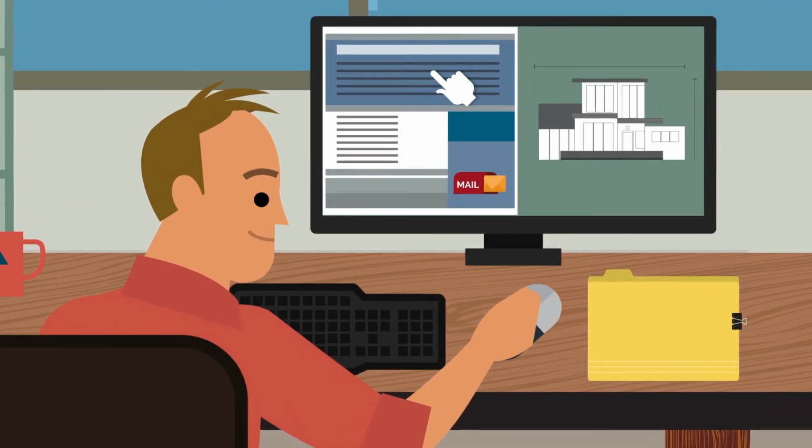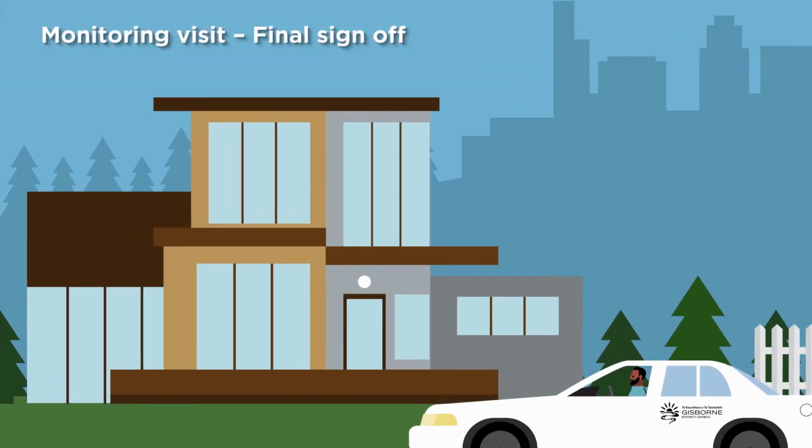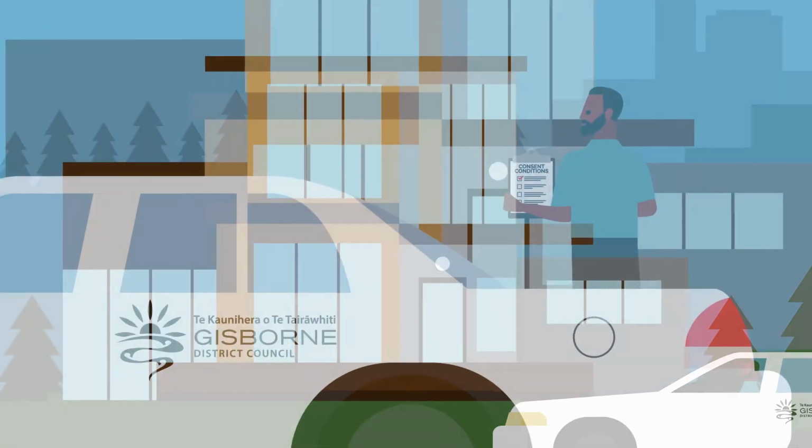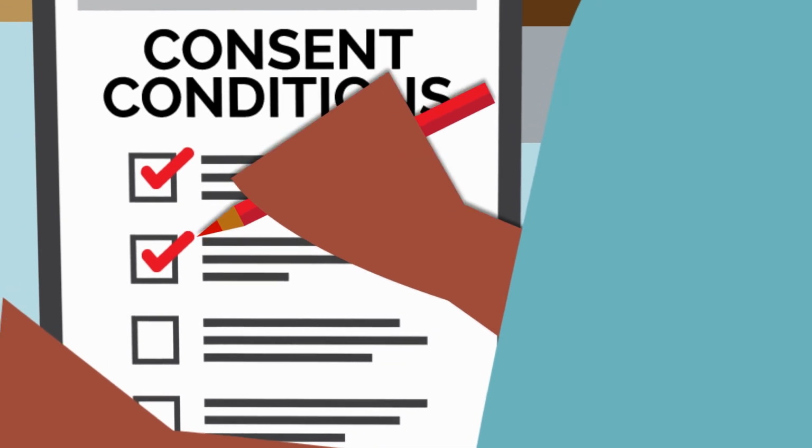If your resource consent is granted, make sure you read and understand your conditions. The proposal must be undertaken as shown on your plans, so make sure you get it right first time, as it may be difficult to change later.